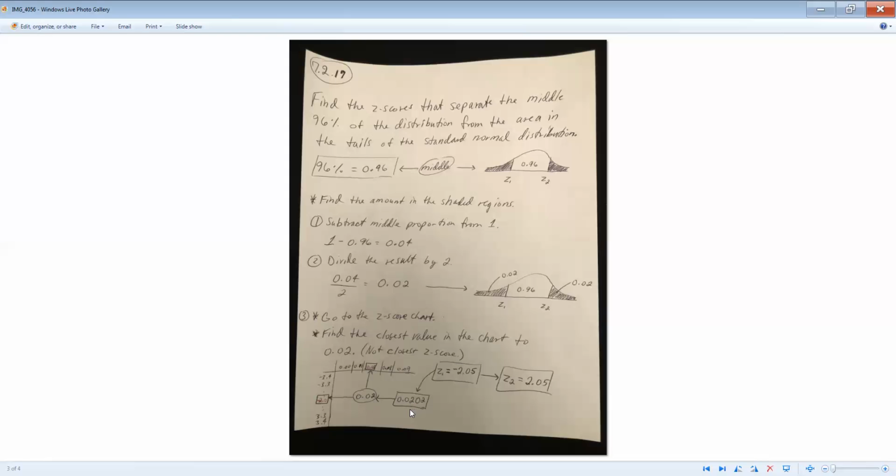0.0202. The corresponding Z-score that lines up with that would be negative 2.05: 0.05 on the top row, negative 2.0 on this left column. And remember, once again, it reflects about the mean. So we have negative 2.05 on the left side, we will have positive 2.05 on the right, which will have the 0.02 on the right tail. So those will be your two Z-scores that separate the middle 96% of your data, negative 2.05 and 2.05. Let me know if you have any questions.